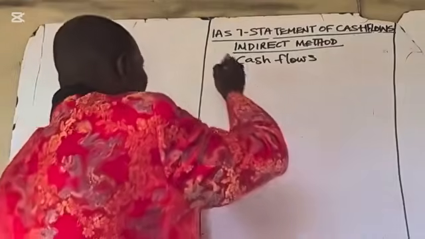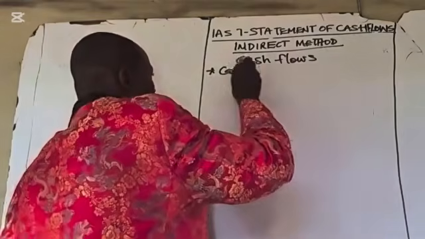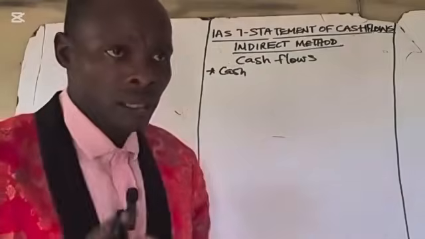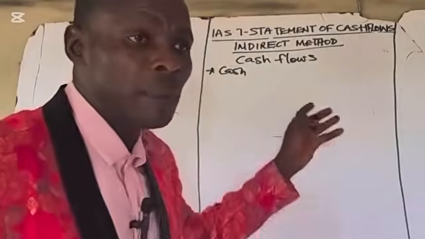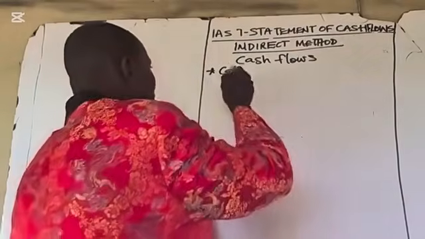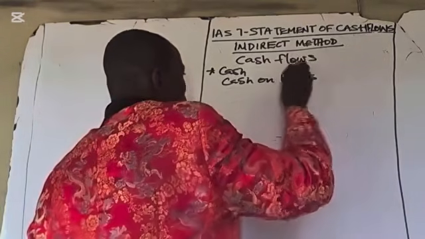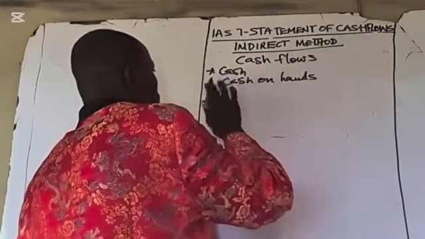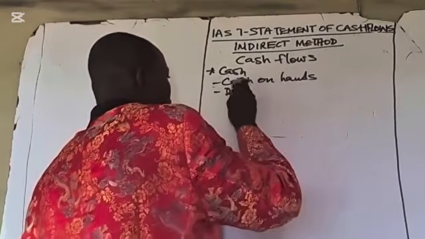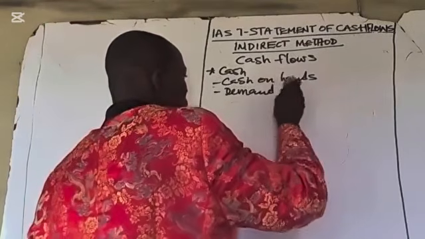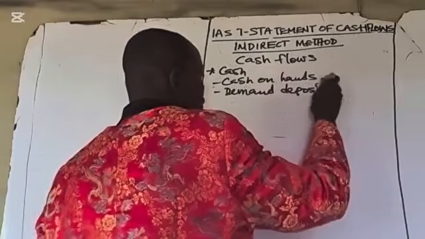So when we say cash, it comprises cash on hand and demand deposits. So that is cash.